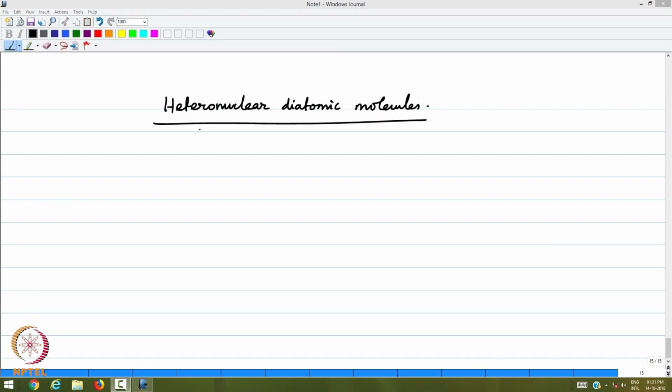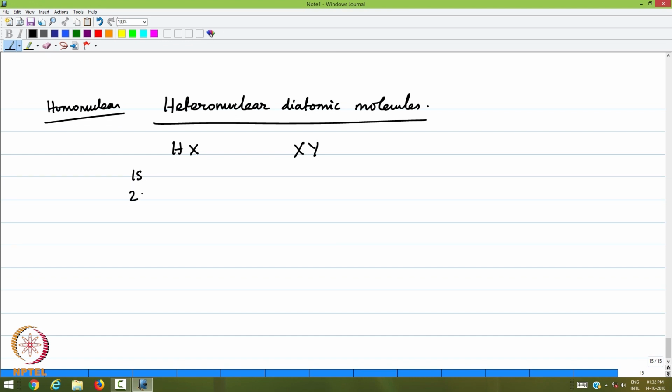So, let us get to the differences between the simple homonuclear diatomics and the heteronuclear diatomics. The first thing is, for a heteroatom like HX, or XY if it does not involve hydrogen, what is important is that the 1s orbitals, the 2s, 2p etc. of the H atom have different energies compared to the 1s orbital, 2s orbital, 2p orbitals of the X atom.